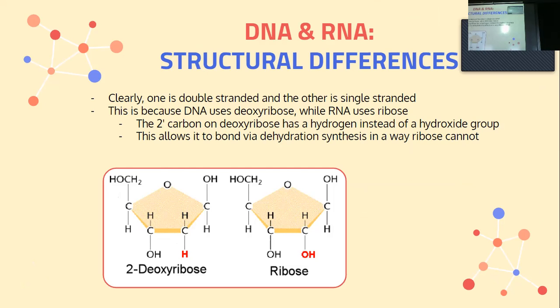DNA and RNA, structural differences. Clearly, one is double-stranded and the other is single-stranded. However, this is because DNA uses deoxyribose, while RNA uses ribose. The 2nd carbon on deoxyribose has a hydrogen instead of a hydroxide group. This allows it to bond via dehydration synthesis in a way ribose cannot.